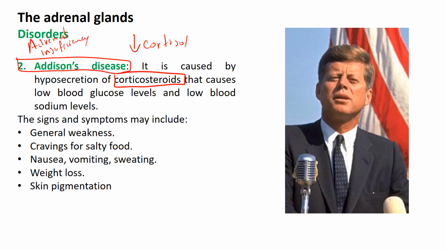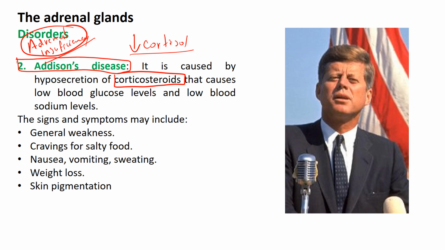What does that mean? That the adrenal gland is not able to produce the hormones that it normally produces, right? So Addison's disease specifically is, I believe, caused by an autoimmune disorder that destroyed the adrenal gland, and the adrenal gland becomes insufficient. Therefore, you will have low cortisol.